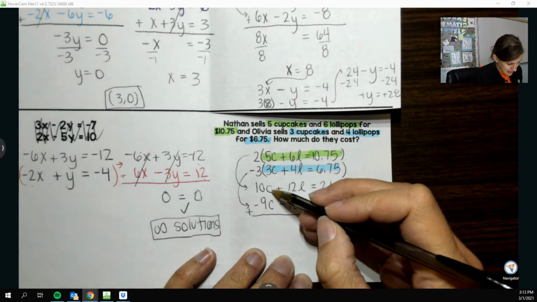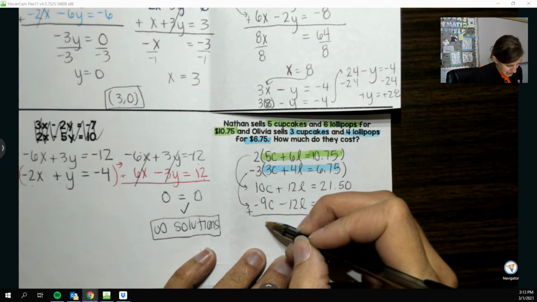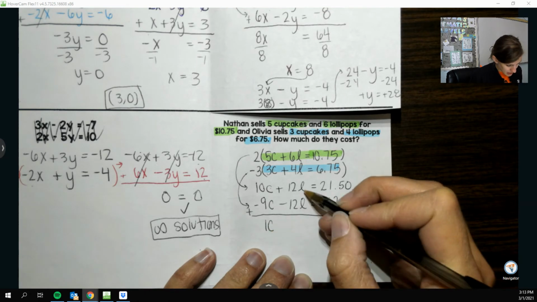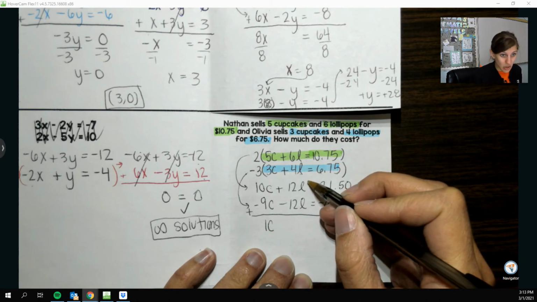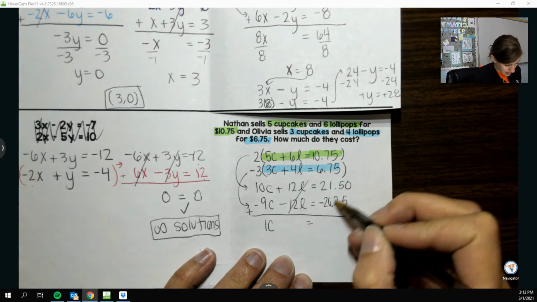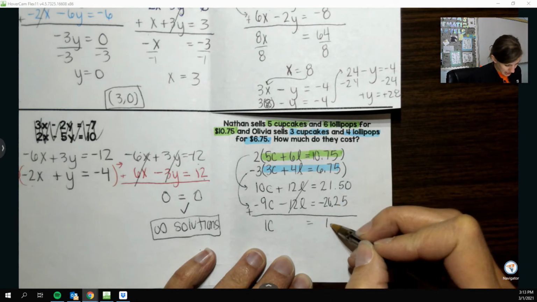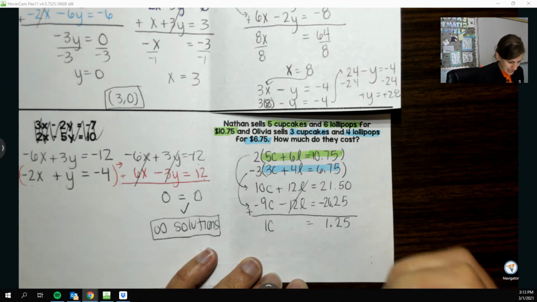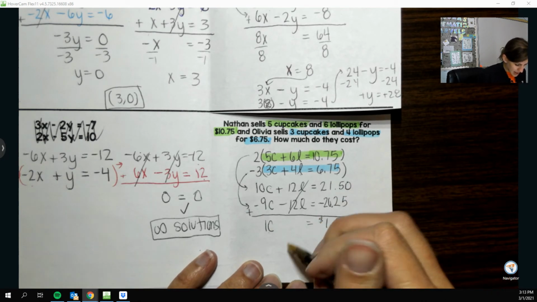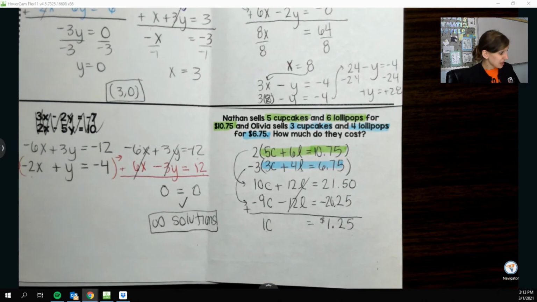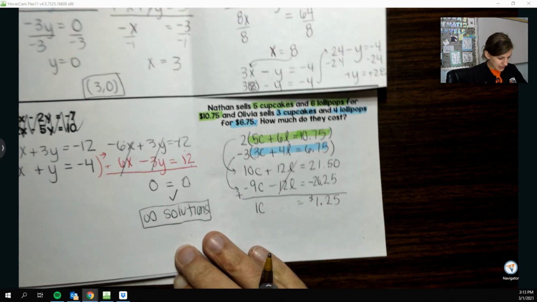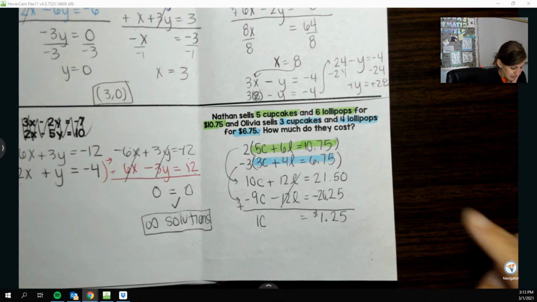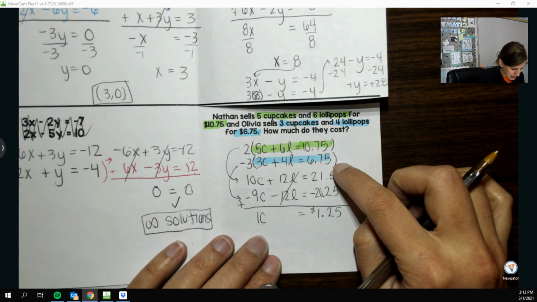Okay, so then when I add them up, 10c minus 9c is 1c. 12l minus 12l is 0l. And then when I subtract here, I get $1.25. So 1 cupcake is $1.25. But then I've got to plug it in and figure out how much the lollipops are. I guess that bottom equation is a little bit better.